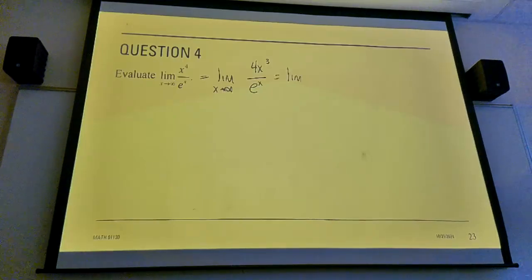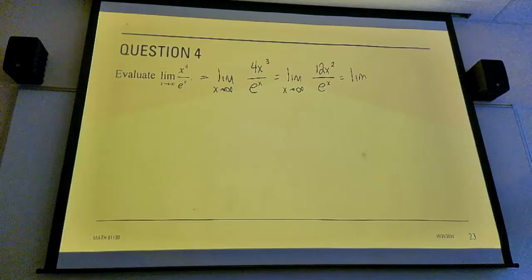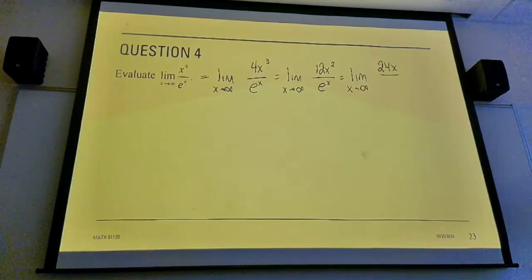Derivative of the numerator, 12x squared. Derivative of the denominator, 3x. Plug in infinity. Oh, that's weird. It's got infinity over infinity. Great, but that means L'Hopital. Derivative of the numerator, 24x. Derivative of the denominator, e to the x. Plug in infinity. Oh, this is so weird, guys.